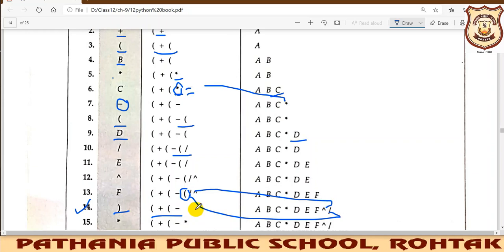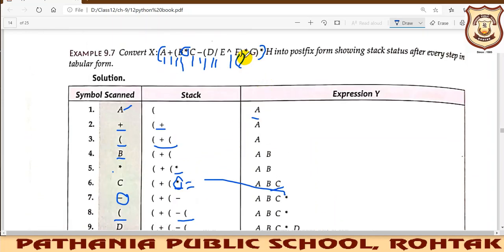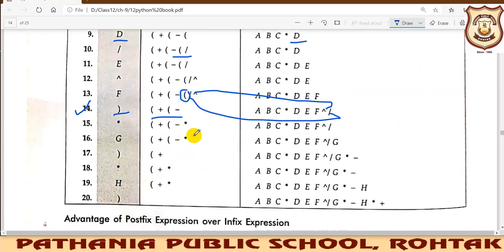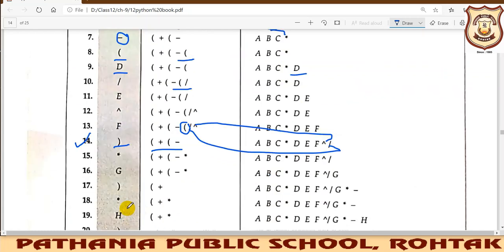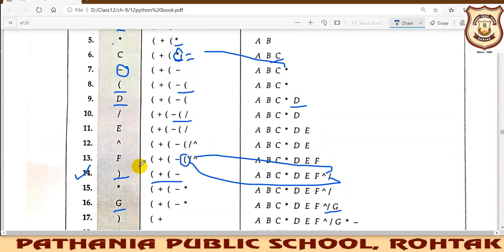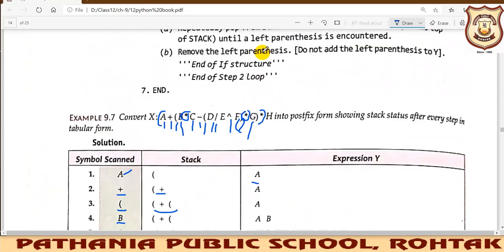Now the next element you see is the multiplication operator. It will come again. Multiplication is of higher precedence and it is towards the right side, so the lesser precedence minus is behind it. There is no problem keeping it, so we will not shift it. Next we scan G. The next element scanned is G, so it will come directly into the expression. Next element is your closing parenthesis.